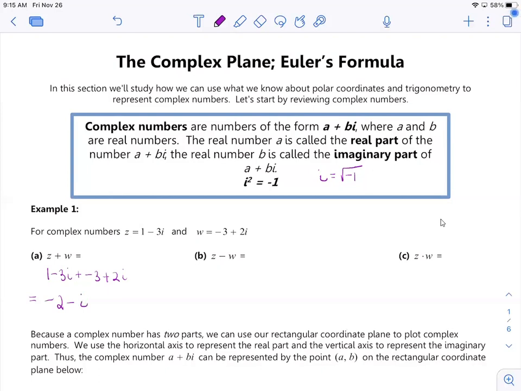I can also subtract them. So in B, I have 1 minus 3i minus this entire complex number. So I'm going to use parentheses so I don't forget to take off that imaginary part. So if I distribute that negative, we end up getting plus 3 minus 2i. And then once again, you can combine only like terms. So 1 plus 3 is 4. -3i minus 2i is -5i.